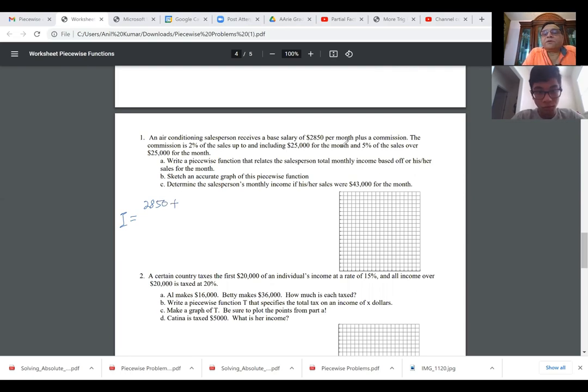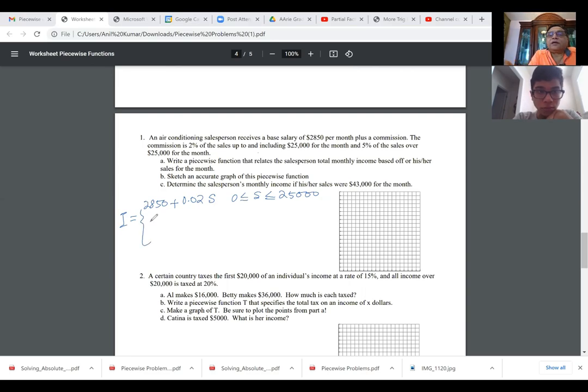So 2850 per month plus a commission. The commission is 2% of the sales up to and including 25,000. So 2% means 2 divided by 100, 0.02, right? And let S be the sales. Is that okay? Let S be the sales. So S is now our independent variable. And this is up to 25,000. So the value of S is from 0, right? And it goes up to 25,000. So that is the first thing.